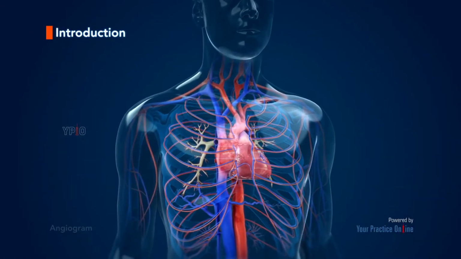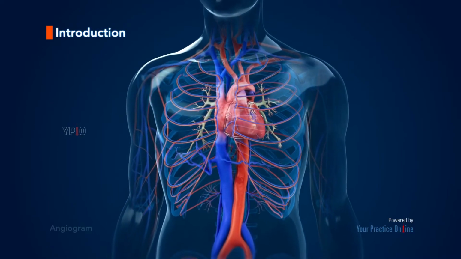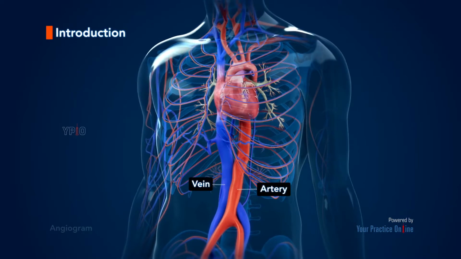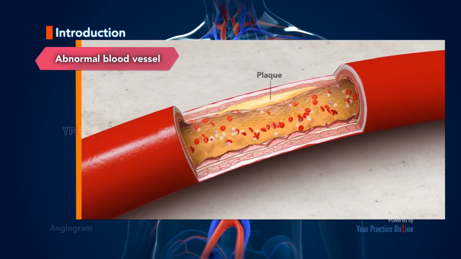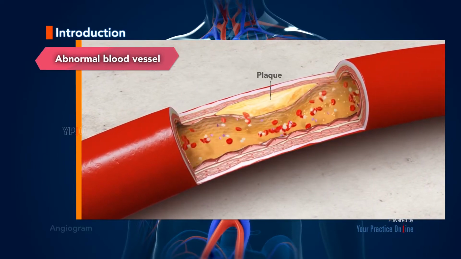Blood transports life-sustaining oxygen and other essential nutrients to all parts of the body. Blood flows through tiny vessels called arteries and veins. Defects in these blood vessels can interrupt the flow of blood. Abnormal blood vessels can be detected by angiogram.